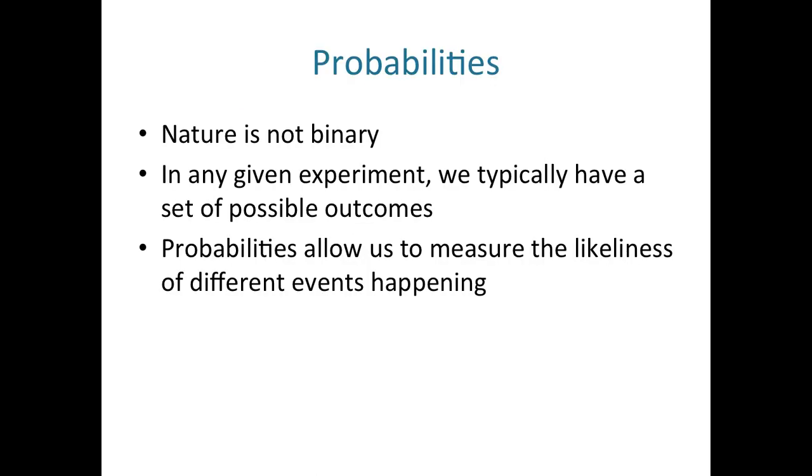As I was saying before, nature is not binary. Things do not either happen or not happen, but events in life might happen with a given probability. And in fact, given any type of experiment, we are typically going to have a set of different possible outcomes. So what probabilities do is that they basically allow us to measure the likeliness of one or the other event happening among all the different possibilities.